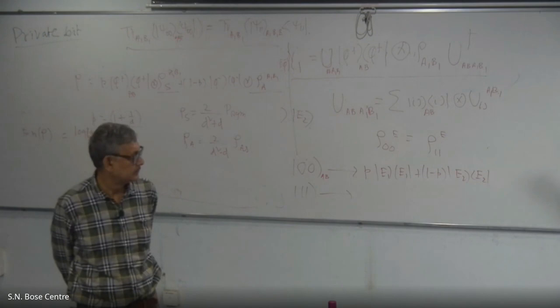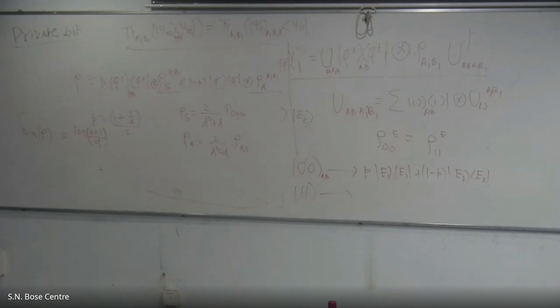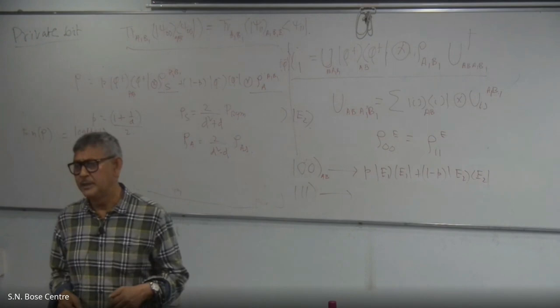So let me summarize. As I started, let me repeat it again. The question is generating a private bit, and you have a nice solution in quantum mechanics. First it was used by Ekert in 1981, and then Prasad and Mahi, where they have shown that if you have one unit of entanglement, then of course you have a one bit key.